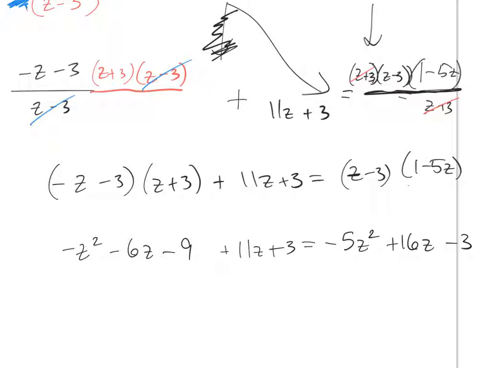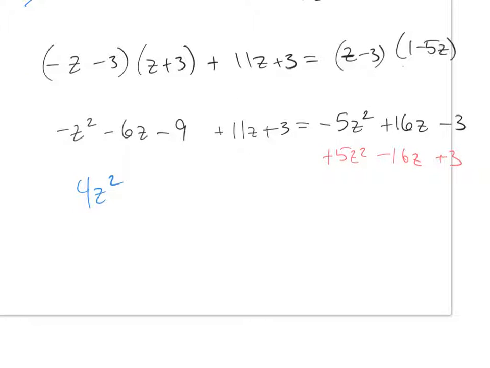I would move everything to the left-hand side so that it makes my leading coefficient positive. So I'm going to add 5z squared, subtract 16z and add 3 to both sides. On the left-hand side, I've got negative z squared, and 5z squared is going to be 4z squared. Follow me, please. I've then got, after that, negative 6z and 11z. What does that give me?